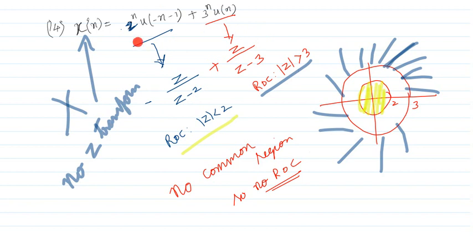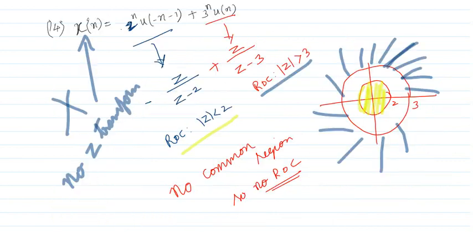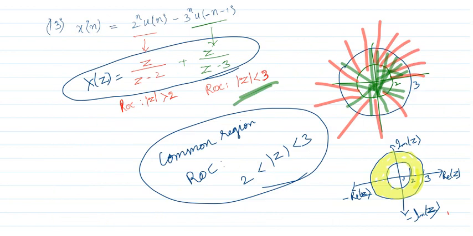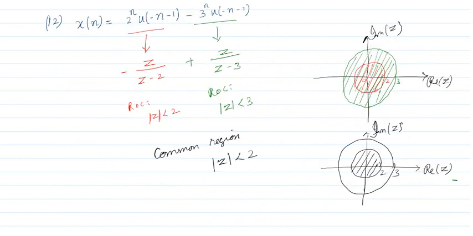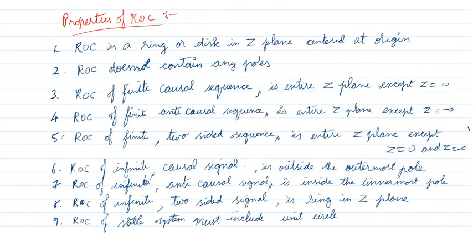Keep that in mind. Now we'll see the properties. We have been seeing examples, and now we will look at the properties. ROC is a ring or disk in the Z plane centered at the origin. If you look at the previous problem, ROC is a ring. Both words can be used. ROC does not contain any poles. It will be inside the innermost pole or greater than the largest pole. It will not contain any poles.